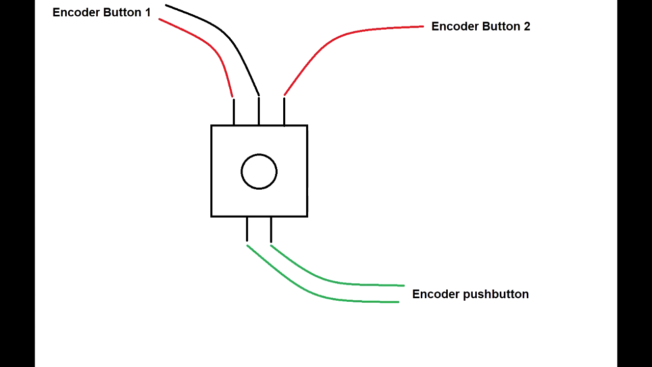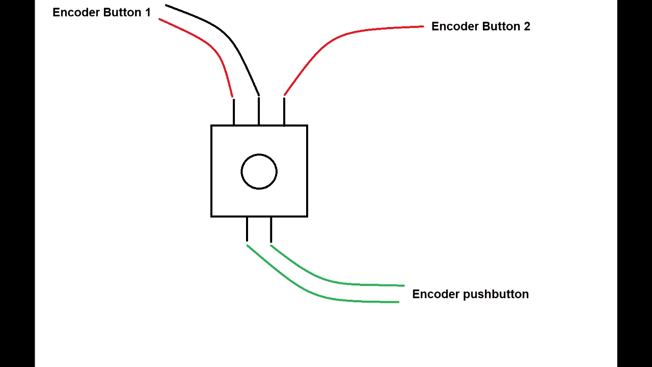LeoBodnar boards see it like a push button, and when you turn it one way, it's like you press it several times in a row. And when you turn it the other way, it's like you press another button. That's why you can bind two functions with this, like reduce and increment heading or speed, etc.